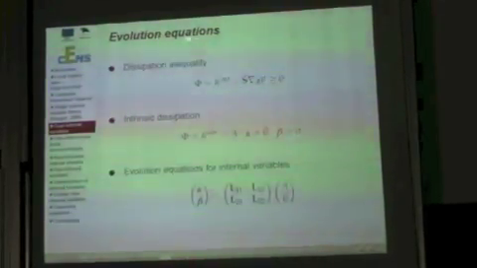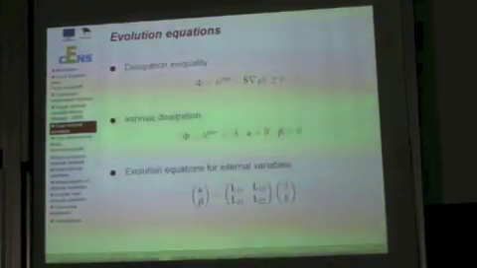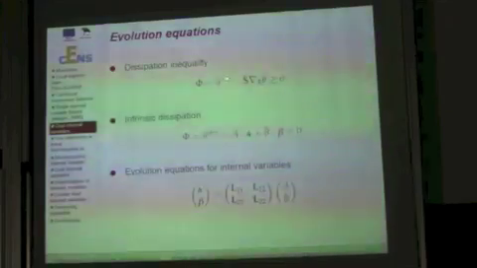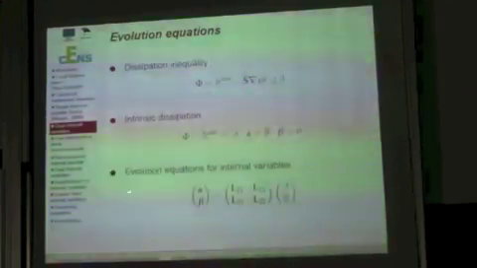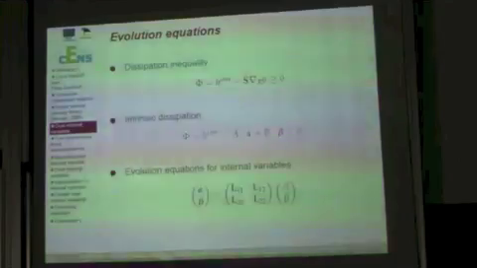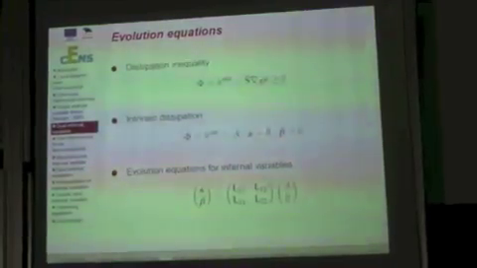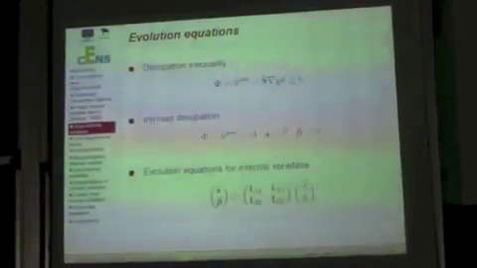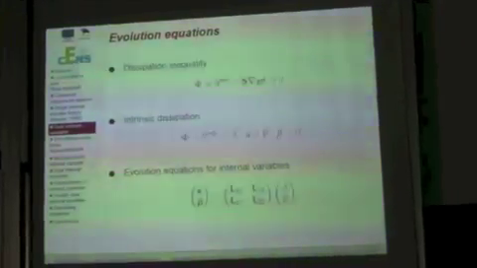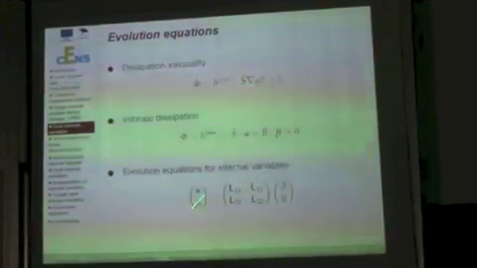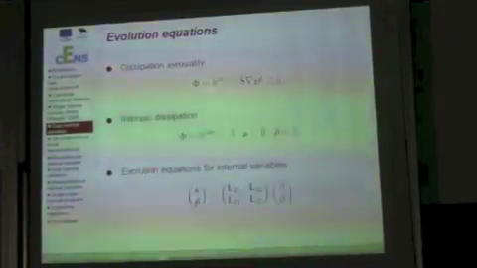This is because of the evolution equations. In this case, the dissipation inequality has the same form, but intrinsic dissipation has an additional contribution. And the solution of this inequality has the form of a matrix. So just now it is not so easy to imagine what kind of evolution equation we have.